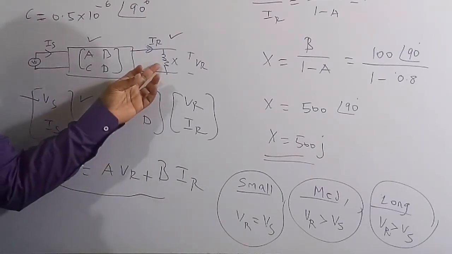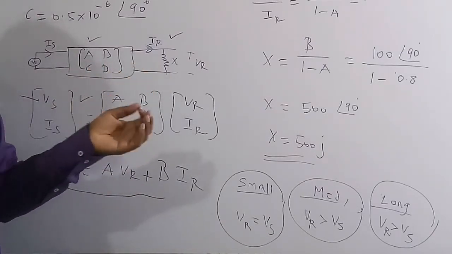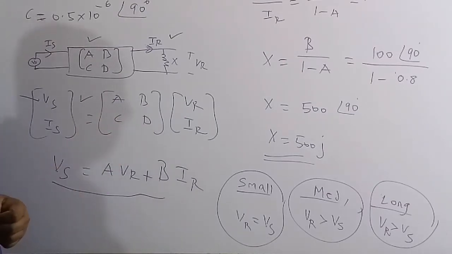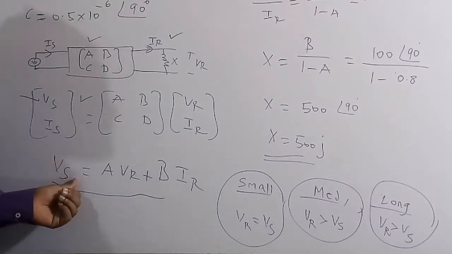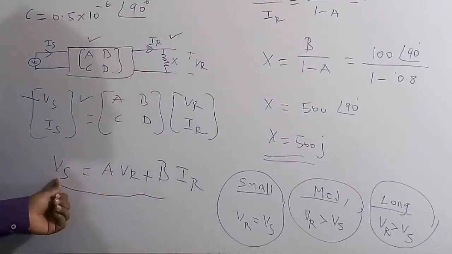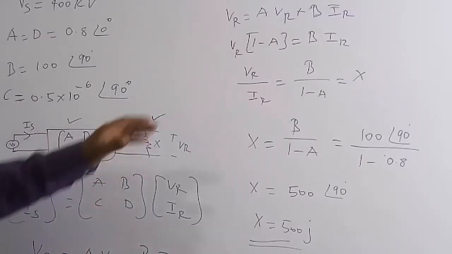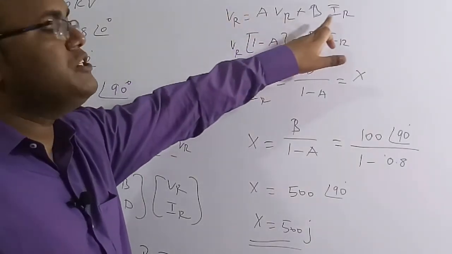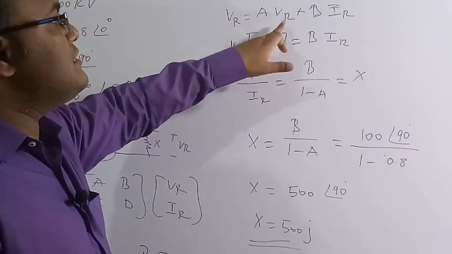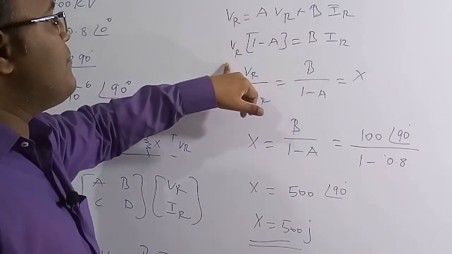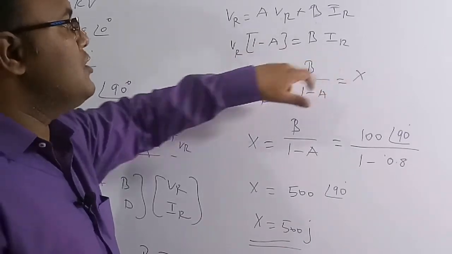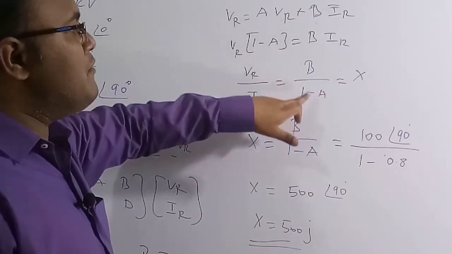So now, by keeping this shunt reactor, I am going to make the receiving end voltage equal to the supply voltage. Therefore the supply end voltage has now become the receiving end voltage. So in place of Vs, I am going to write Vr. Therefore Vr = A into Vr plus B into IR. Now I take this Vr to the left side. So (1 minus A) Vr is equal to B into IR. Therefore Vr by IR is equal to B by (1 minus A).